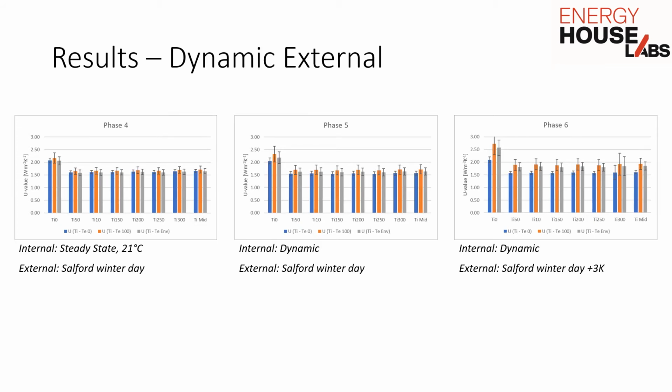Here, you can see the results obtained during the dynamic external conditions. It can be seen that all U values increased relative to those obtained under steady-state chamber conditions. As with the steady-state results, there is little change to the U value beyond the 50mm distance from the wall. One thing to note is the U value calculated using the external surface temperature, the blue bar, is consistently lower than the U value calculated using either the 100mm or environmental external temperature sensors. However, with the exception of phase 6, this difference is within the overlap of the error bars.